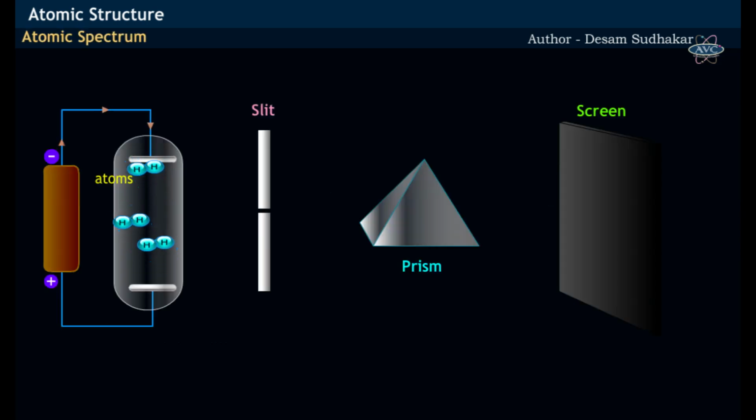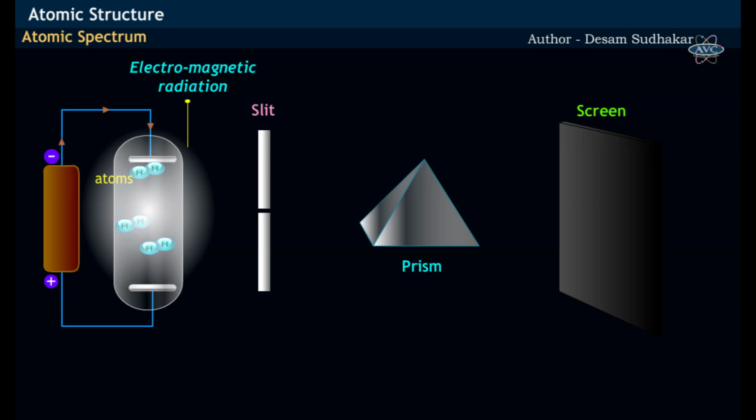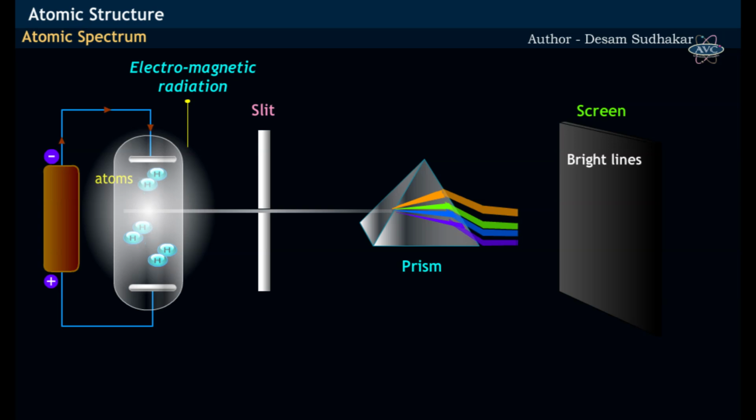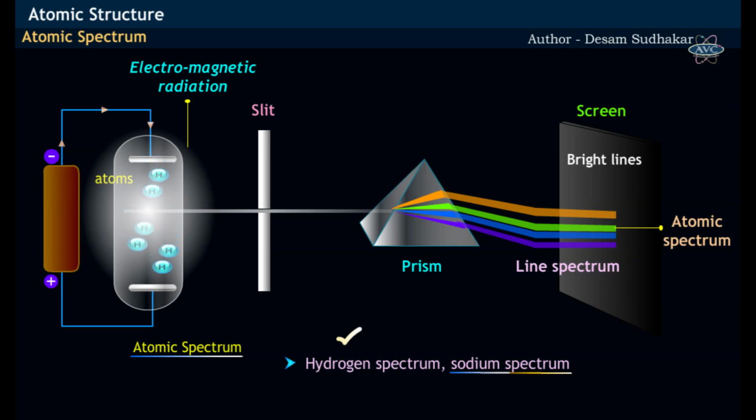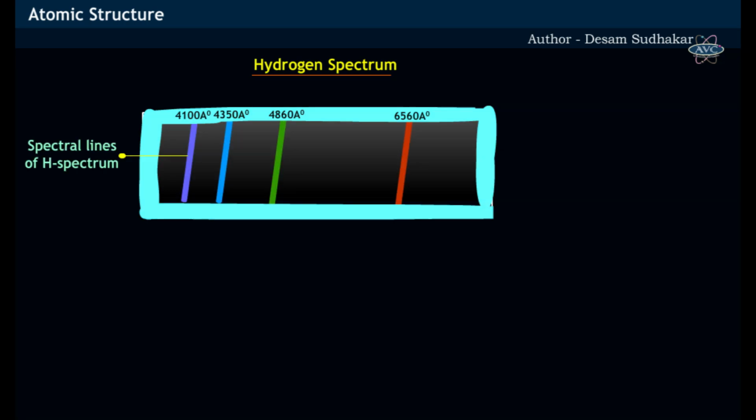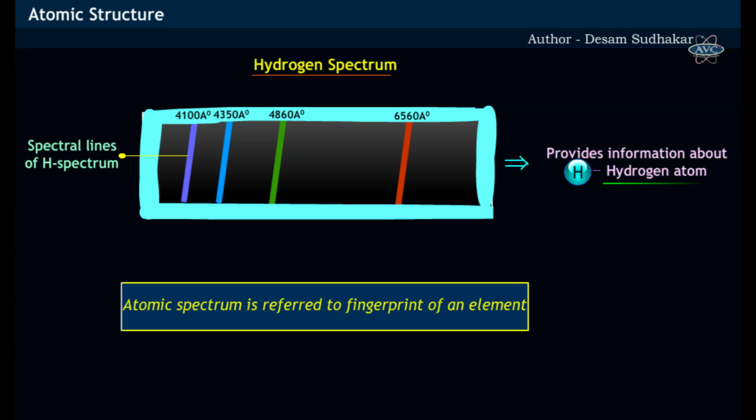Atoms on excitation emit electromagnetic radiation. This electromagnetic radiation, when passed through a prism, undergoes splitting and is caught on the screen as bright lines. This is termed atomic spectrum or line spectrum. Hydrogen spectrum and sodium spectrum are a few examples of atomic spectrum. For example, the atomic hydrogen spectrum obtained provides us information regarding the hydrogen atom. Hence, atomic spectrum is also called the fingerprint of an element.